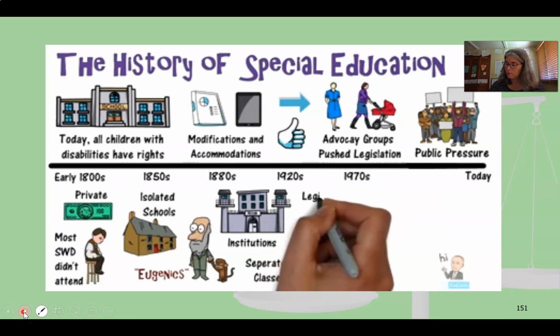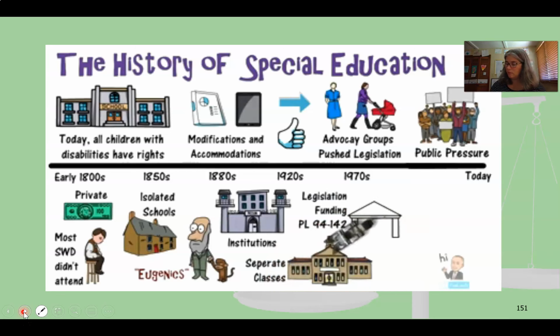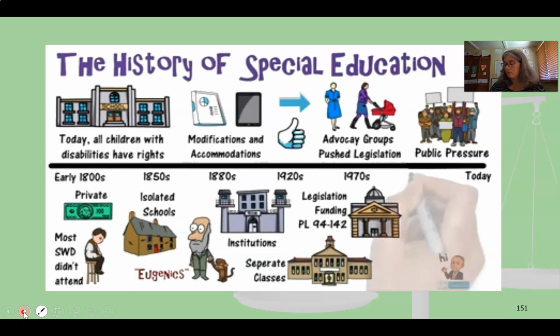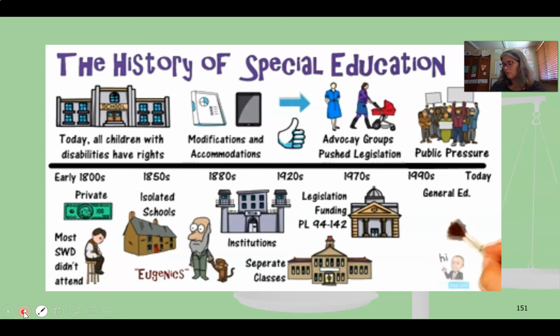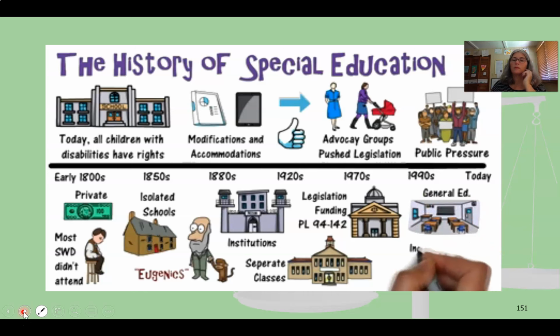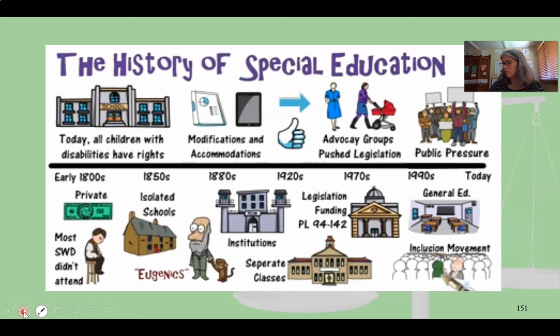Then, to an important time, the 1970s, which is really where special education started. Laws were put in place for funding for special education students. And Public Law 94-142 was passed as the foundation for special education. Continuing to the 1990s, where important laws such as IDEA of 1990 were passed, and students had the right to general education curriculum. And if you look at schools today, we see a push towards what is called the inclusion movement, which basically ensures all students with disabilities have the opportunities to participate with non-disabled general education peers.